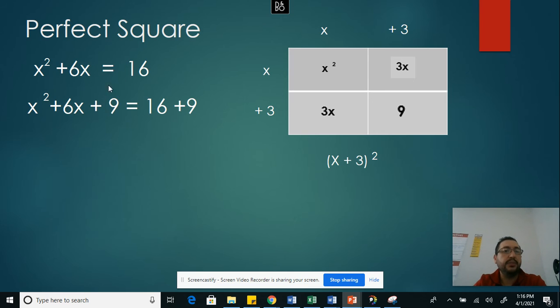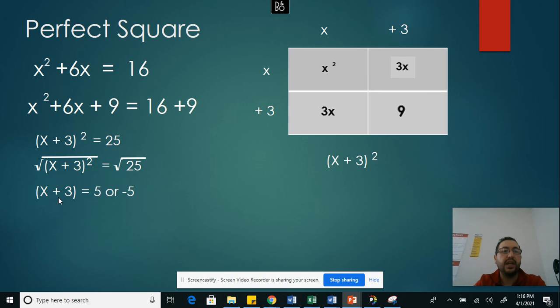So I'm going to add the 9, but since it's an equation, if I add to the left, I need to add to the right. So it's going to be like this. Then I can replace this with the perfect square, x plus 3 to the second power equals 25. Then get the square root of both sides. x plus 3 is equal to 5 or negative 5.